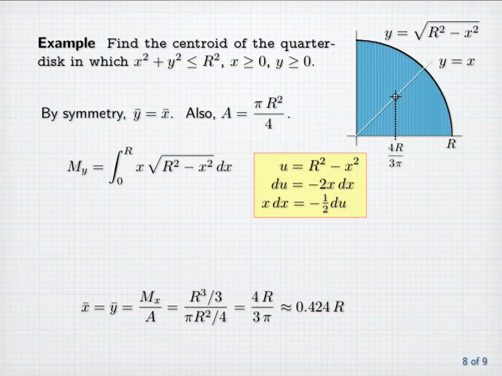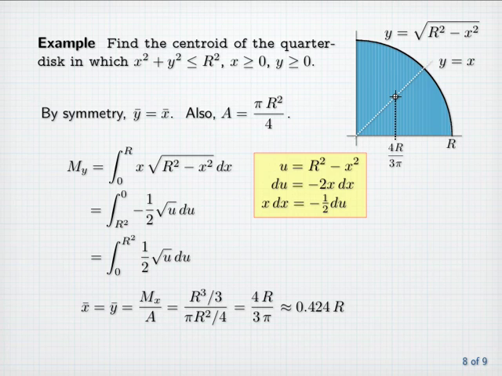Also, we'll transform the limits of integration. When x is equal to 0, u is equal to r squared, and when x is equal to r, u is equal to 0. So we have the integral from r squared to 0 of minus 1/2 the square root of u du. Now, since we're integrating from right to left and we have a negative sign, let's switch the limits of integration to get rid of that minus sign. Now, an antiderivative of 1/2 u to the 1/2 power is going to be 1/3 times u to the 3/2 power, and we evaluate from 0 to r squared, obtaining 1/3 r cubed. Notice that's the same as the moment about the x-axis, as it should be by symmetry.